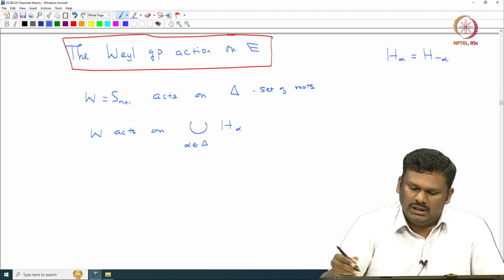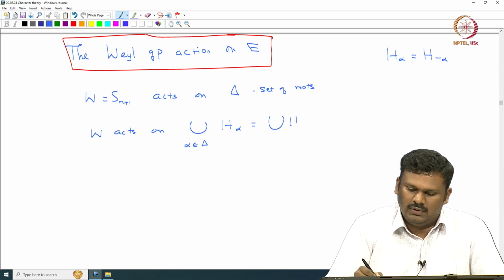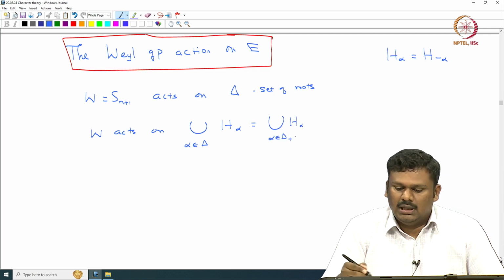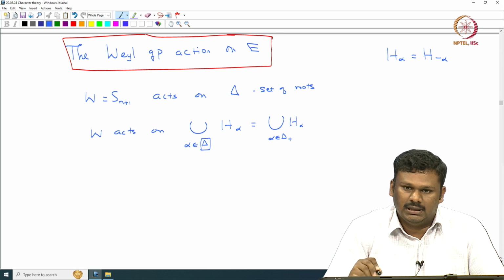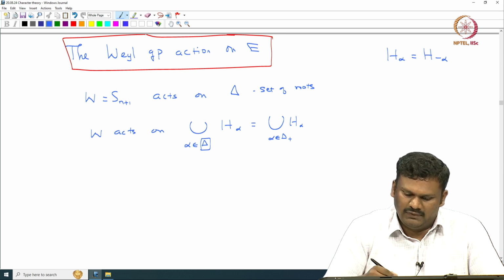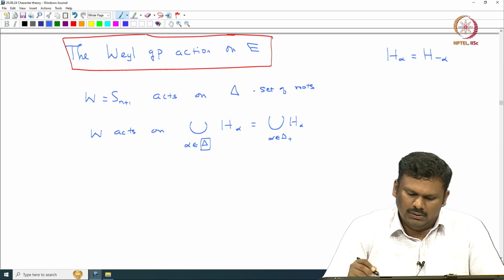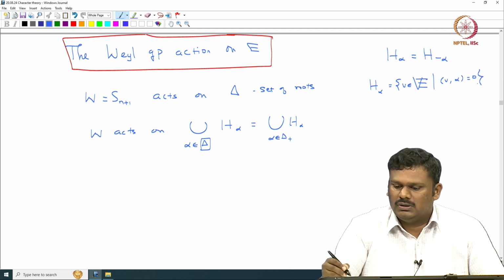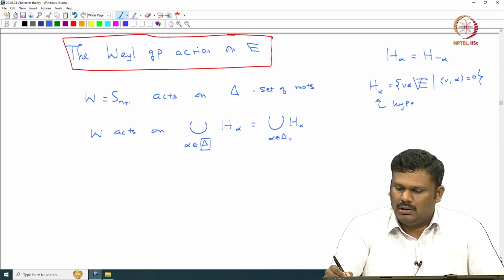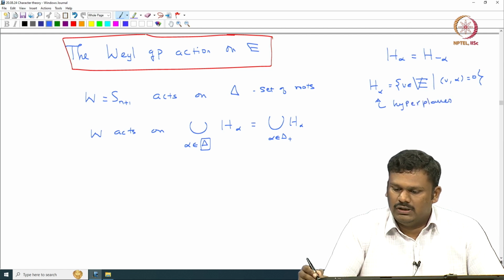So, indeed this set you can think of as the union of H alpha, alpha in delta plus, but delta plus is not invariant under W. So, that is why we want to replace it by something that is invariant under W, and that is why we are keeping this delta here. So, now it is clear that W acts on this union of H alpha. That just follows from the formula, because H alpha by definition is those vectors inside your Euclidean space such that the inner product of v and alpha is 0. So, these are all the hyperplanes, of course defined using alpha.